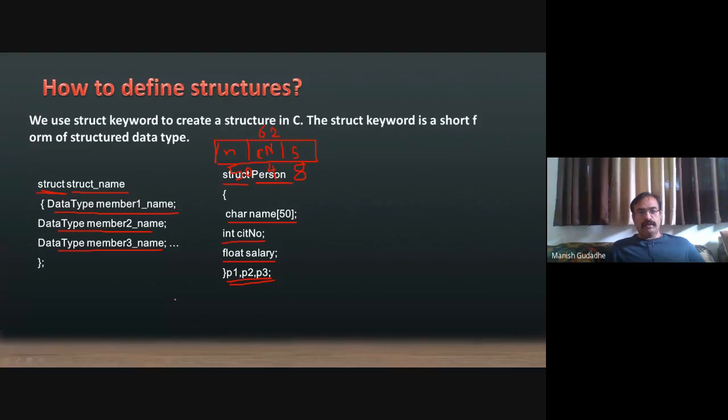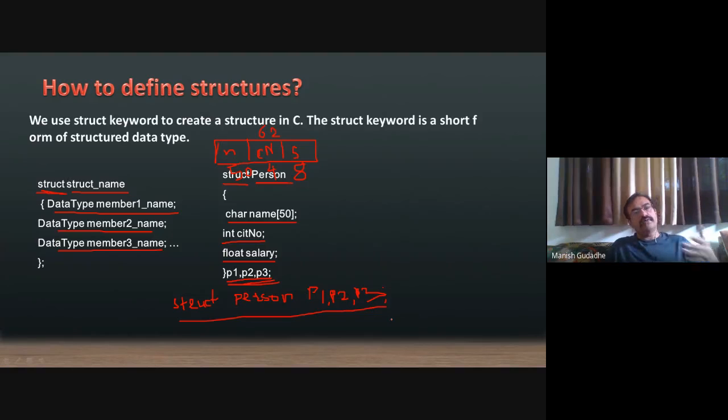Okay, it can also be declared separately. Not necessarily should it be declared with the definition. Anywhere in the program, in main or in any function, I can declare a variable of person. So I can declare it as struct person P1, P2, P3, and so on. So either I can declare the variables in this way, or I can declare the variables in this way somewhere down the program.